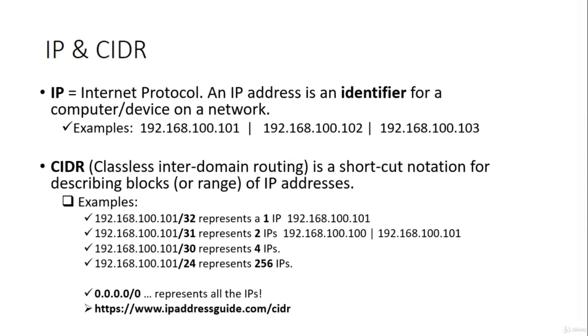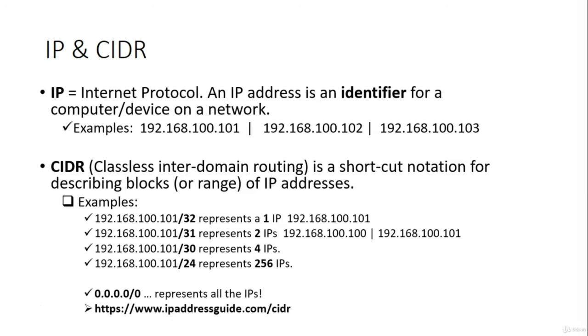Example: if you want to represent a single IP, 192.168.100.101, then you can write the whole IP and then /32. /32 will represent one IP. If you are writing an IP with /31, it will represent two IPs. So 192.168.100.101/31 will represent two IPs, 100 as well as 101.